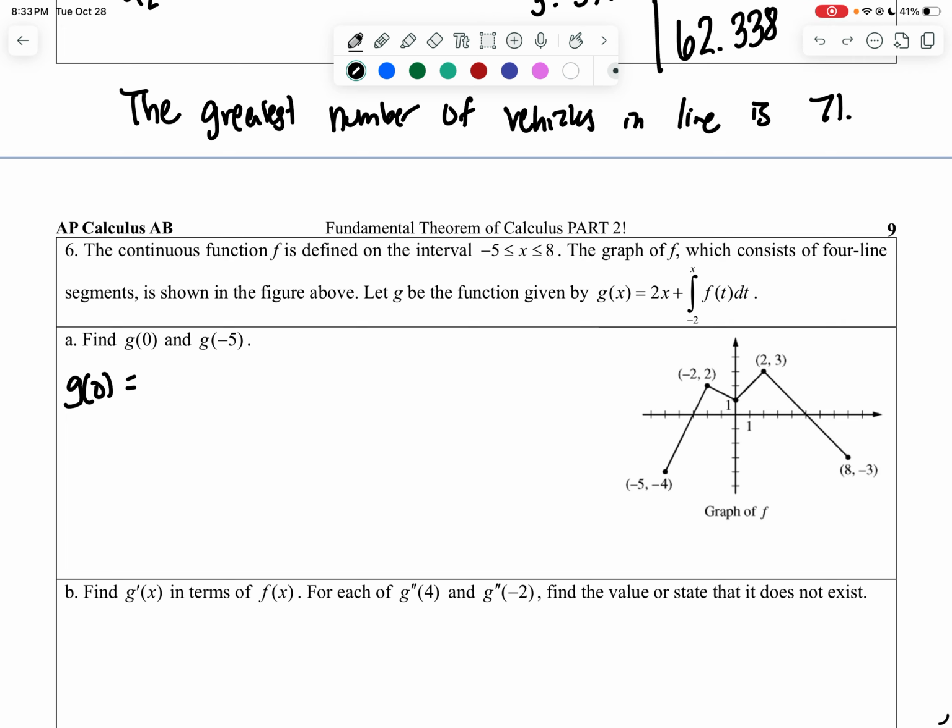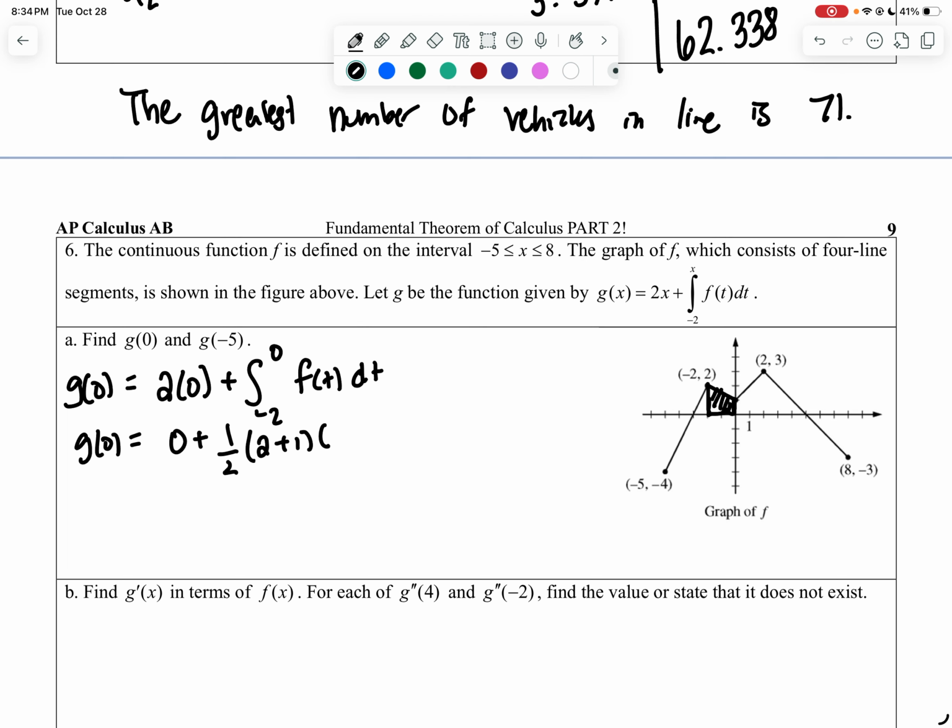So that's just going to be 2 times 0 plus the integral from -2 to 0 of f of t dt. Well, oh, this is not going to be fun. -2 to 0 here, she is a trapezoid. Very cool. So then we get g of 0 is equal to 0 plus 1/2. Your bases are going to be 2 and 1, and then your height is going to be 2, which gives us 3 as our answer.